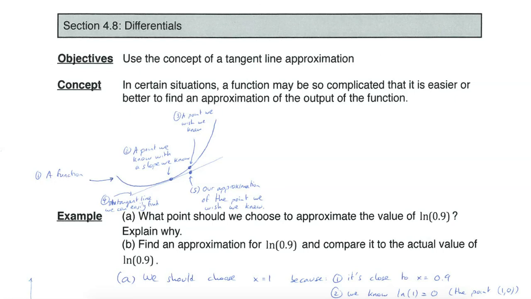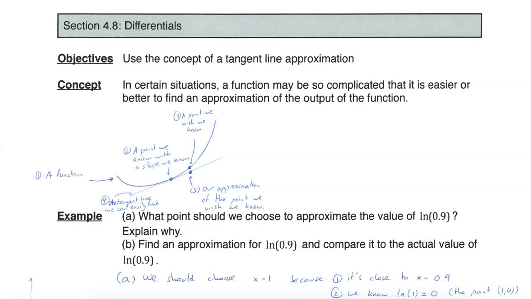Welcome to section 4.8, which is the last section in chapter 4 and the last section about derivatives. So here we are going to talk about the idea of a tangent line approximation. And what that means is if you are given a function that is either too complicated to figure out, or if it's a real-life problem where you don't know the function itself, then it might be useful to use an approximation rather than the function itself.